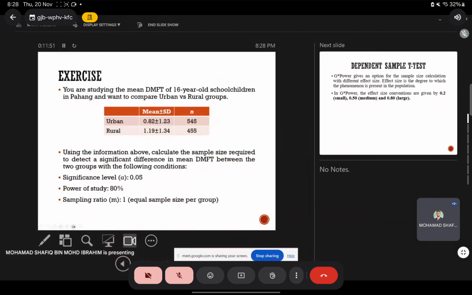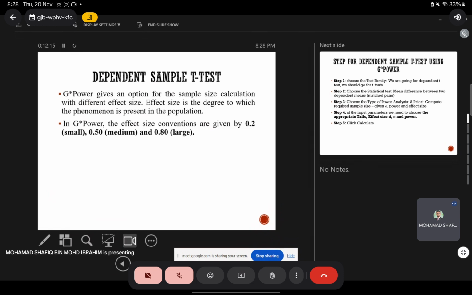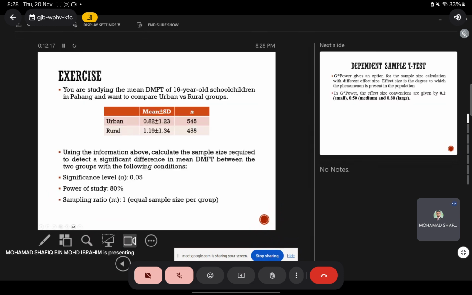Okay, so for example here, these are the values from the previous study. I need to have the mean and standard deviation as well as the sample size. So these are the values: significance alpha 0.05 with power of study 0.8, and allocation ratio N2/N1 equal to 1, because I want to have equal numbers across the two groups. So you just need to enter them in G Power in order to come out with the sample size.